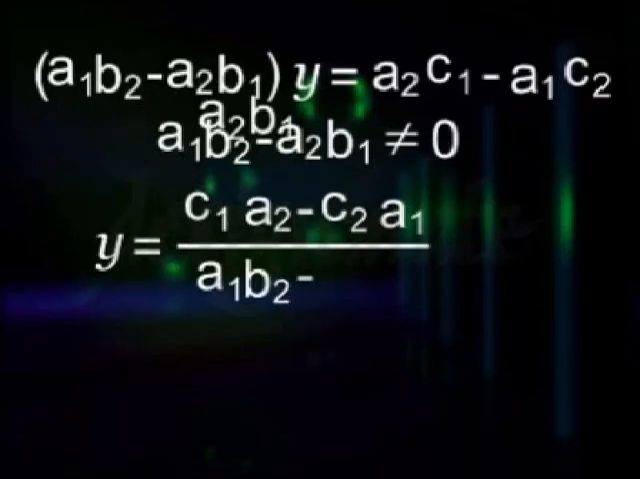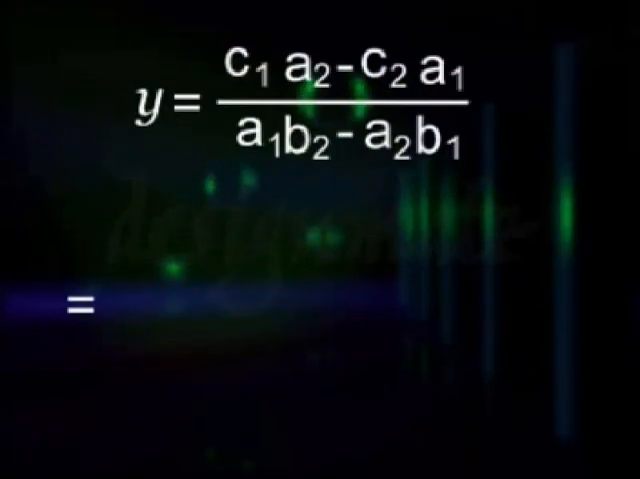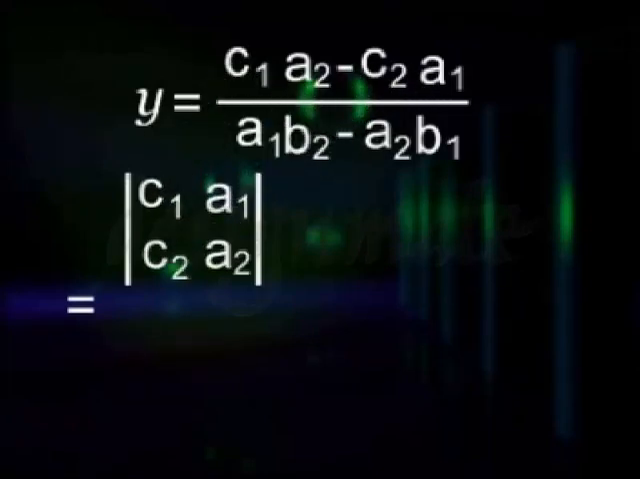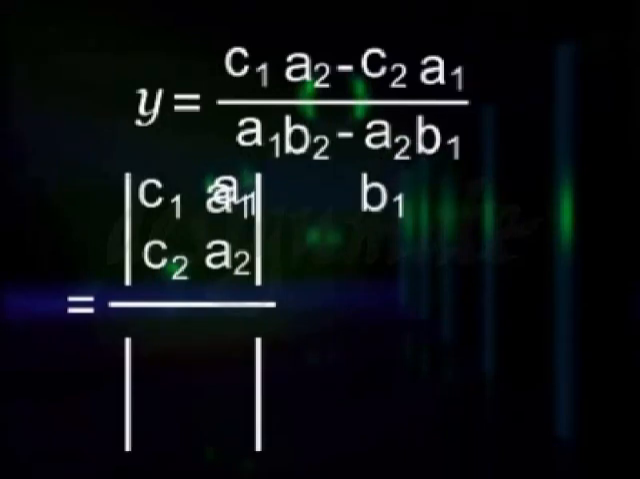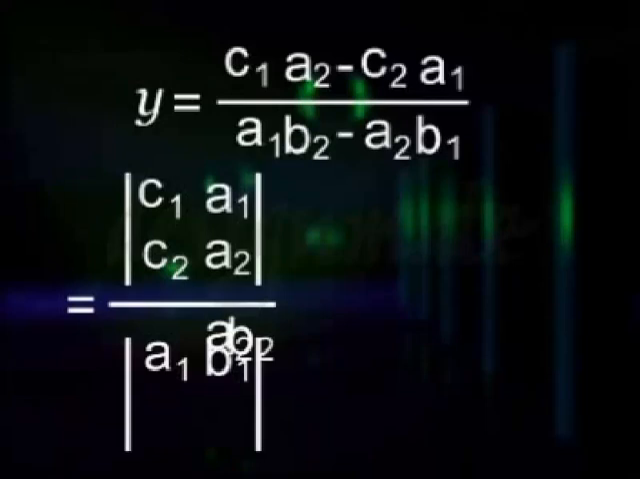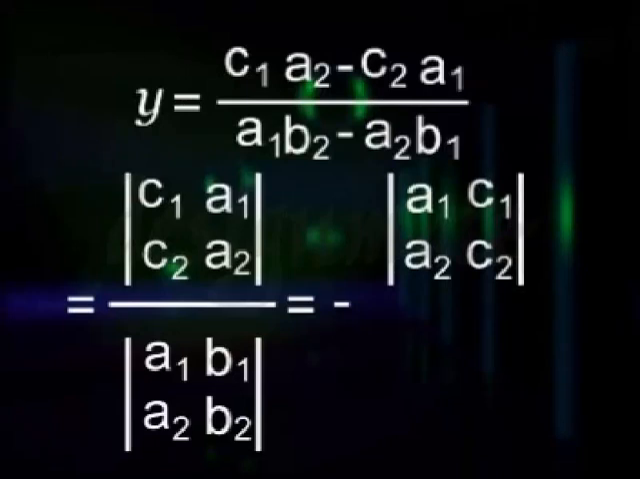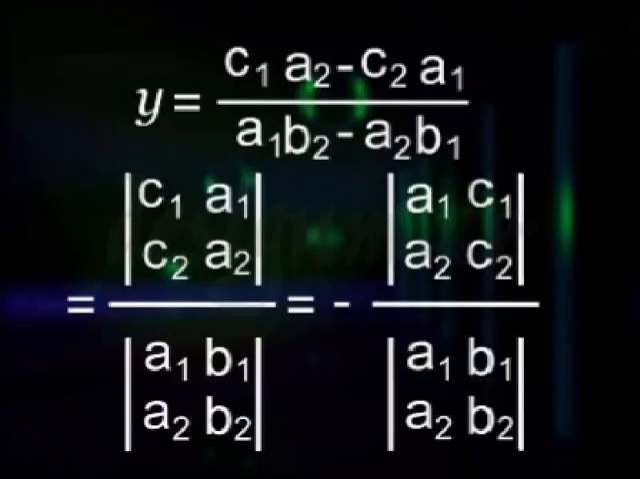If a1b2 - a2b1 is not equal to 0, then y = (c1a2 - c2a1)/(a1b2 - a2b1), which is equal to the determinant of [c1 a1; c2 a2] upon the determinant of [a1 b1; a2 b2], which is equal to minus the determinant of [a1 c1; a2 c2] upon the determinant of [a1 b1; a2 b2].